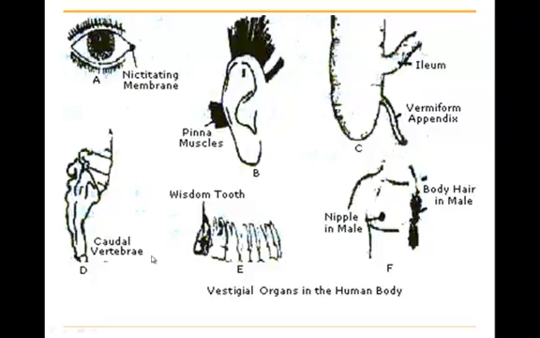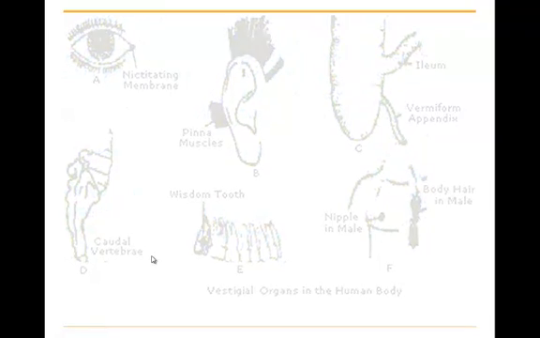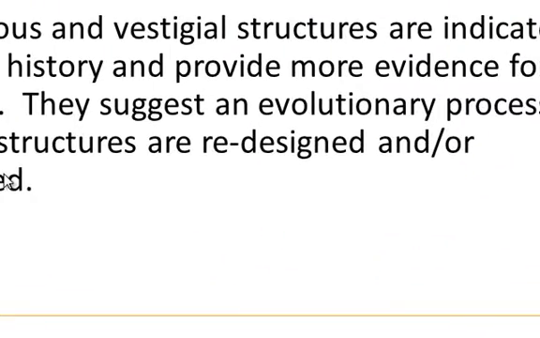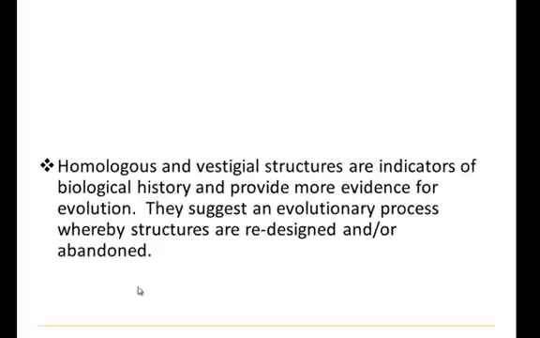Anyway, those are some of the vestigial structures in humans. There are others I didn't really talk about there, but notice the conclusion. Homologous and vestigial structures are indicators of biological history and provide more evidence for evolution. They suggest an evolutionary process whereby structures are redesigned and/or abandoned. And so it's interesting to see these.